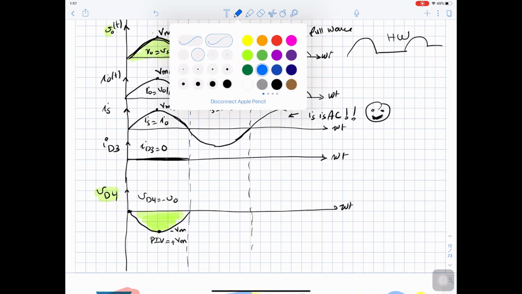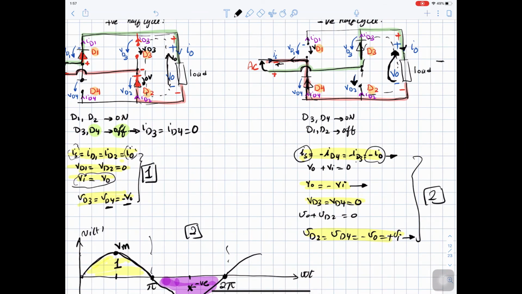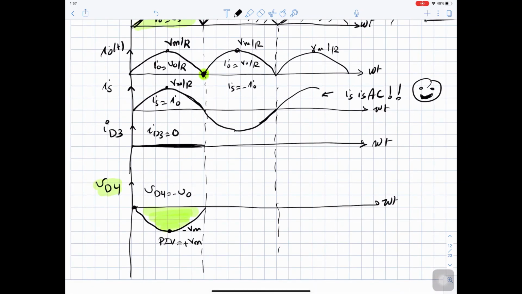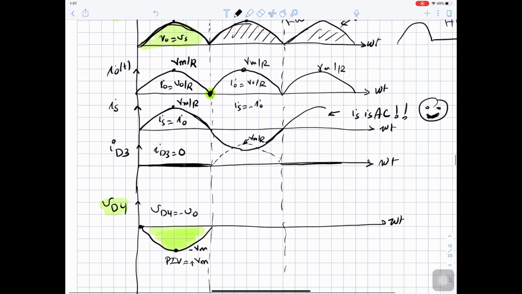Now we can sketch also I diode 3, because I diode 3 here is negative I source, or it is I out. So I diode 3 is I out. So I will take I out and sketch it here. Sorry, the two graphs intercepted here. So here is V max over R, then it is 0, and so on.